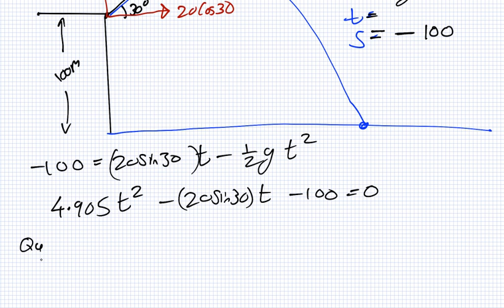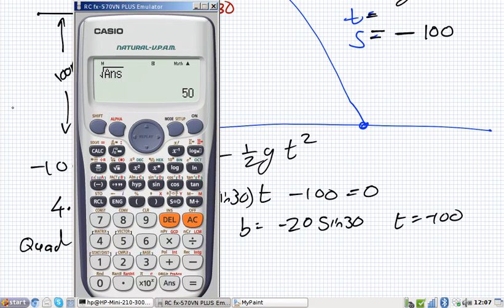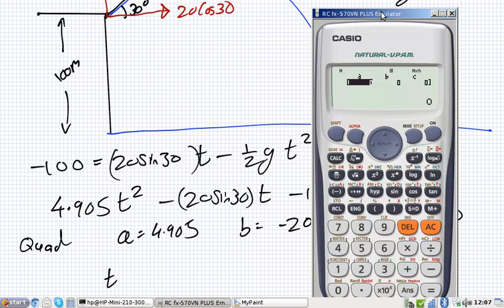Okay. Right, so for finishing this question, we just need the quadratic formula here. A is 4.905, B is minus 20 sin 30, and C is minus 100. We should get two answers for T here. So just putting that in on the calculator.